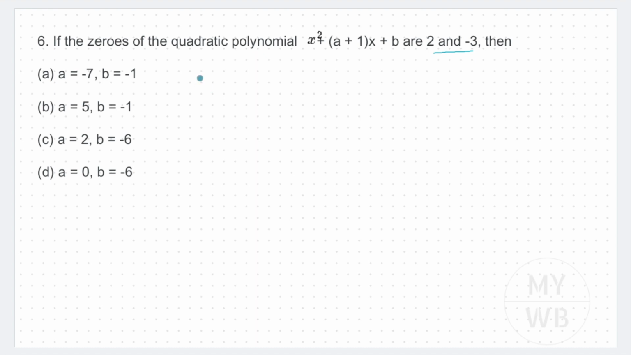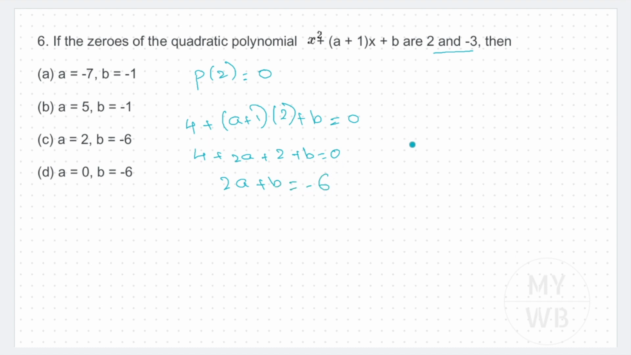So 2 is a 0, so p of 2 will be 0. Let's substitute x as 2 first. 2 square is 4 plus a plus 1 into 2 plus b is equal to 0. We will get an equation in terms of a and b. 4 plus 2a plus 2 plus b is equal to 0. So 2a plus b is equal to minus 6.